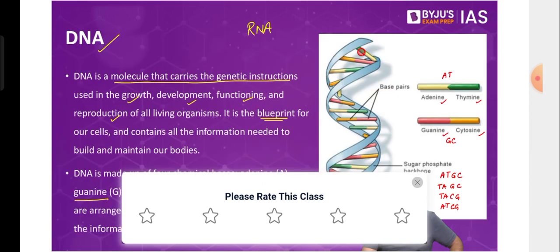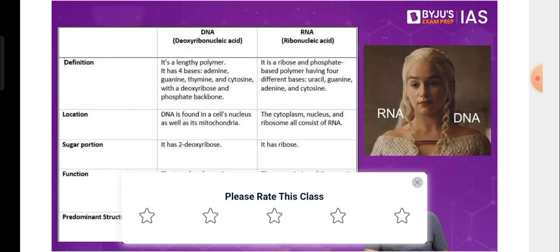So if you see here, this is the structure of the DNA, where you have a kind of twisted ladder. And let's say you only had half of it, then it will be the RNA. So that's the basic difference between them: RNA has a single strand and DNA has a double strand. The DNA is double stranded and RNA is single stranded. All right, that is the basic difference.